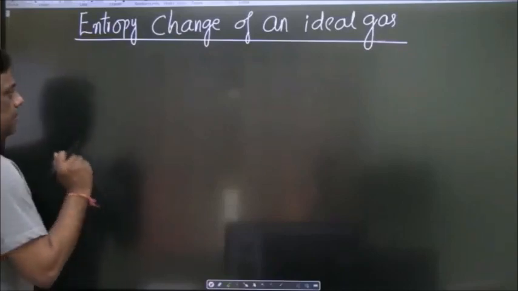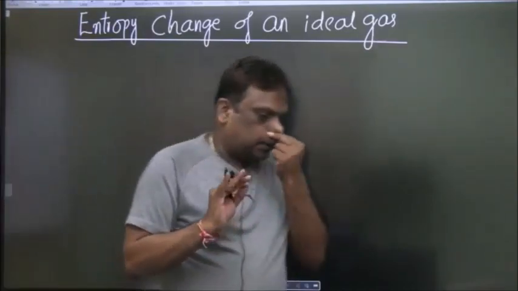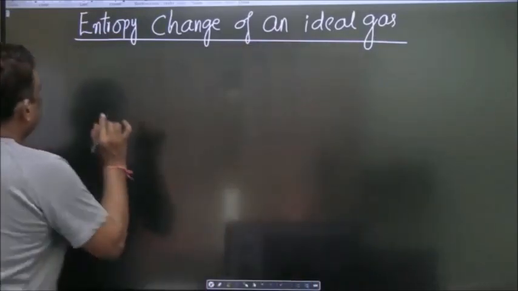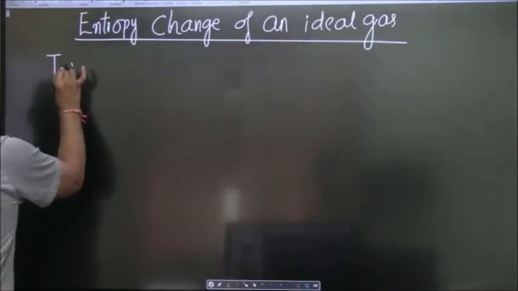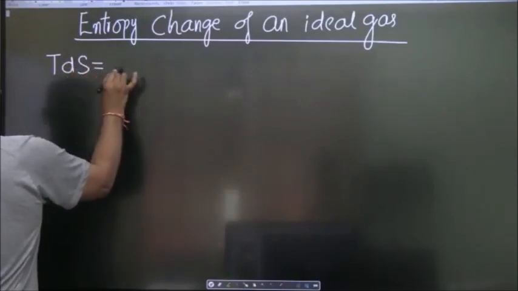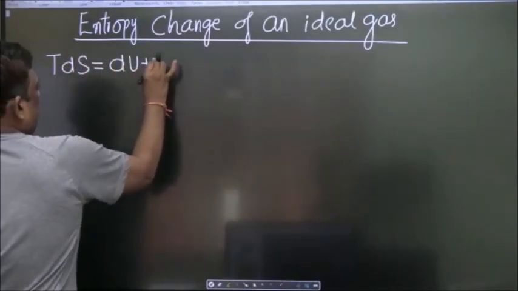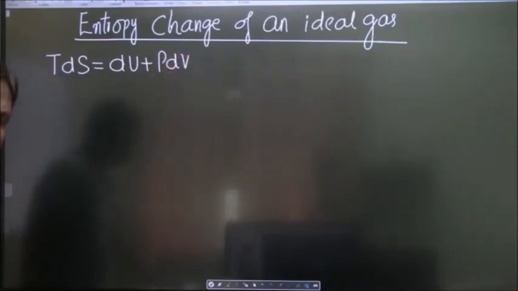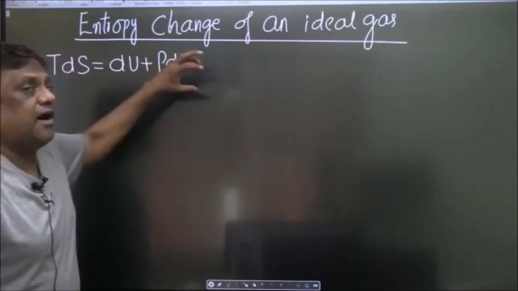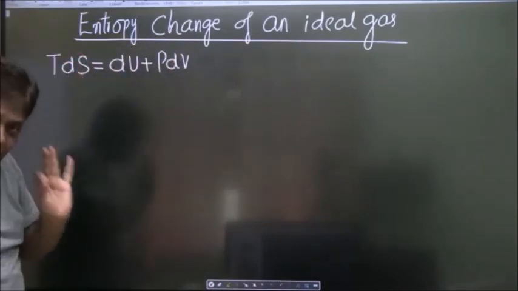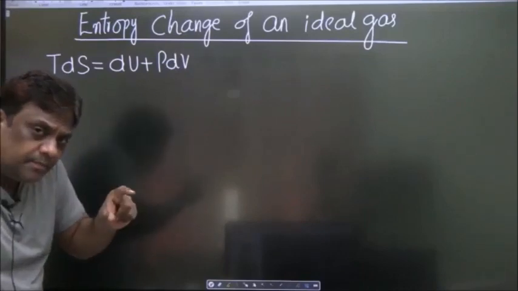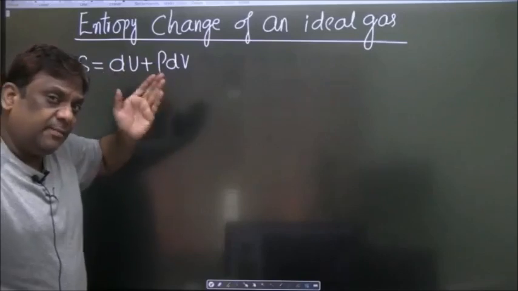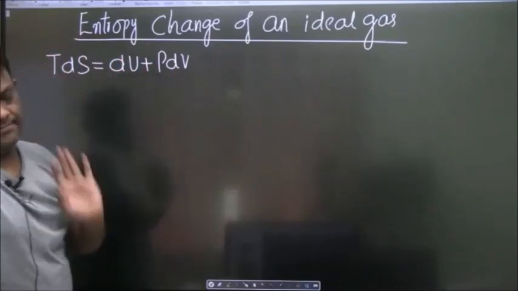My dear students, now we are trying to find out the entropy change for an ideal gas. Let us take the equation TdS is equal to dU plus PdV. Is it valid only for ideal gas? No, it is valid for anything. But if I put ideal gas conditions in this equation, then it will be valid only for ideal gas.